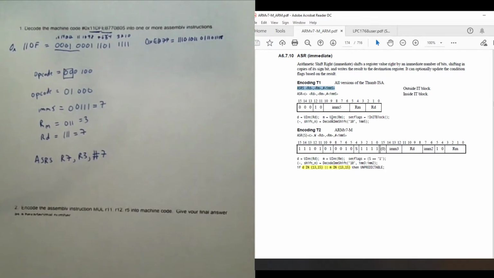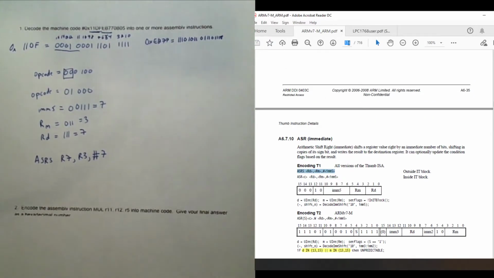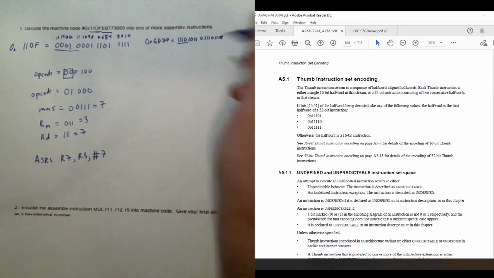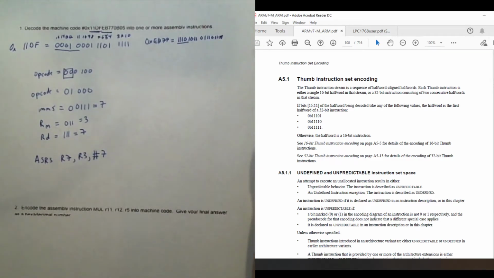So again, I'm going to go back to my manual here. I'm going to go back to page 108 because that's going to tell me whether this is a 16-bit or a 32-bit instruction. So I look at the first 5 bits of this, and I can see now for this one, 11101 matches this bit pattern. So the 0B in front just says this is a binary number, just like 0x says it's hex. And then the 11101 says that this is the matching pattern. So this is a 32-bit instruction, meaning I'm going to need to look at all 32 bits here.